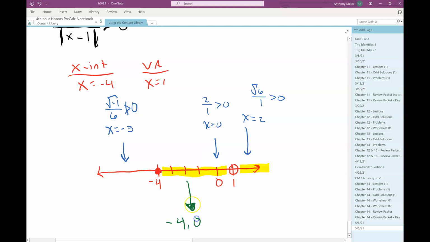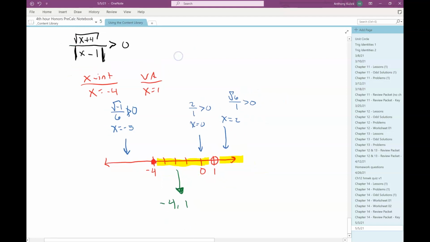So this middle piece is negative 4 to 1. Should the negative 4 get a parenthesis or a bracket? Bracket. Look closely at the symbol in the problem. Parenthesis. And the 1 absolutely has to have a parenthesis as well, since it's an asymptote. And we'll have a union, and then 1 to positive infinity. Again, the 1 absolutely has to have a parenthesis because it's an asymptote.